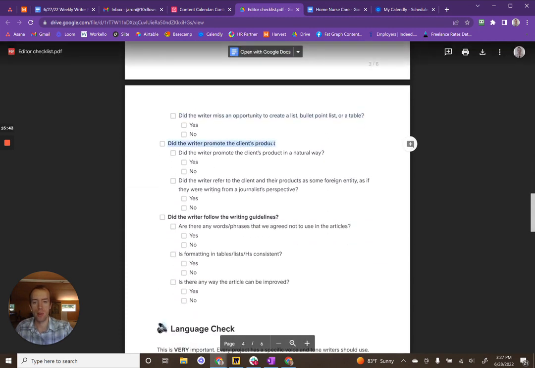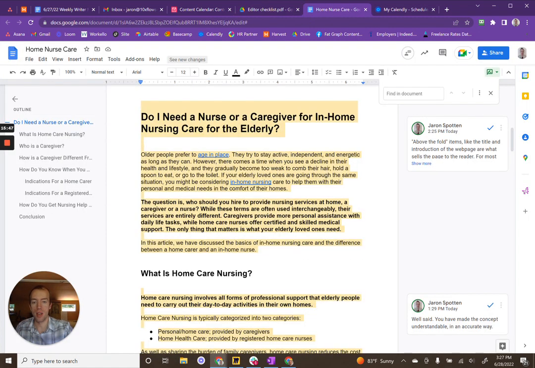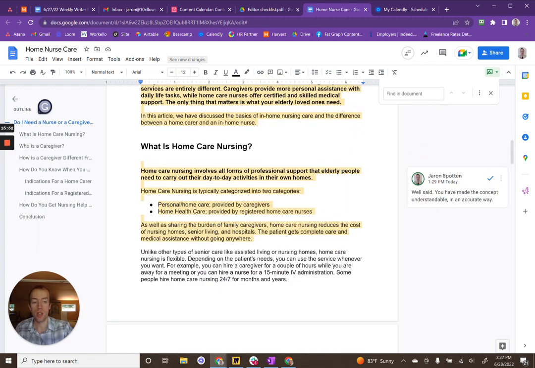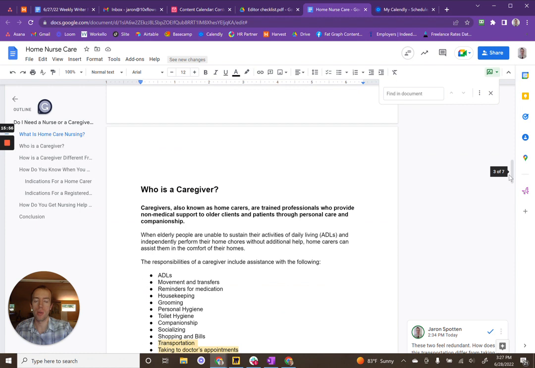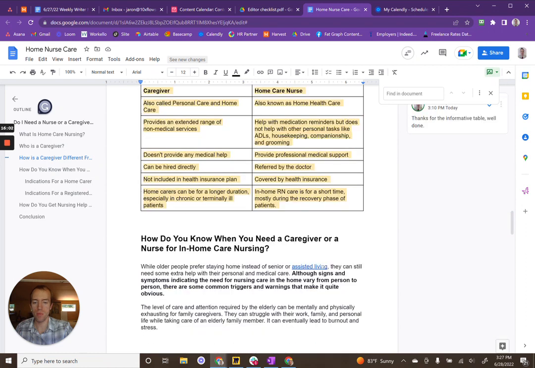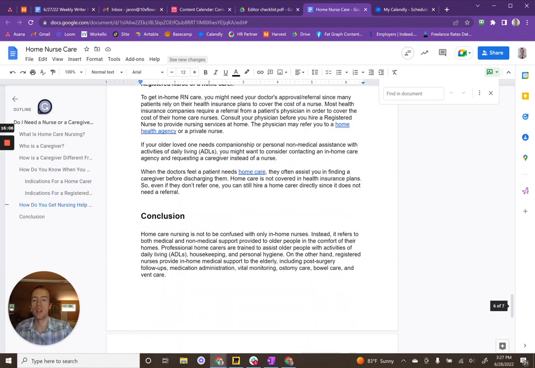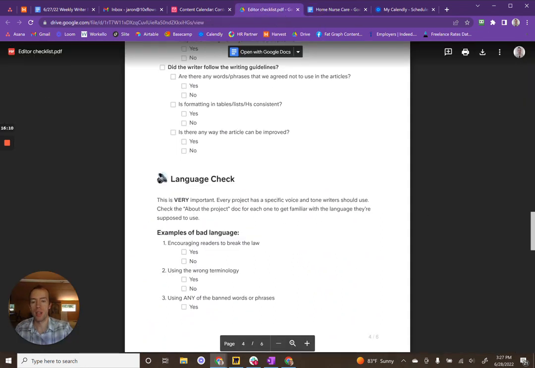Did the writer promote the client's product? It's another question that I'm asking myself as I'm reading it. Where in this article does the author point our readers to the services that Amy's Eden offers? I haven't gone through it all the way, but I think it'll be a little bit lower down here that our writer does that.